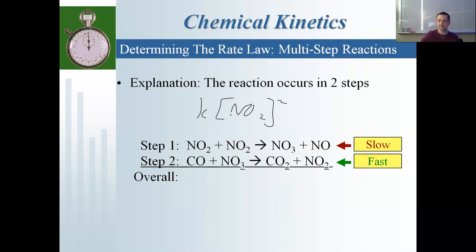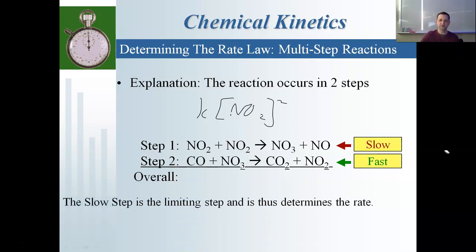Step 2 is going to be a fast step. Okay, so this is like Toll Plaza A here in that first picture, and this is Toll Plaza B in that first picture where cars were just going straight through it, going pretty quickly. All right? So you still are going to have your overall equation like we wrote before, but now we know what our fast step is and what our slow step is. So the slow step is the limiting step and thus determines the rate of our chemical reaction. Okay? We also call that our rate determining step. So make sure you write that on your note sheet.